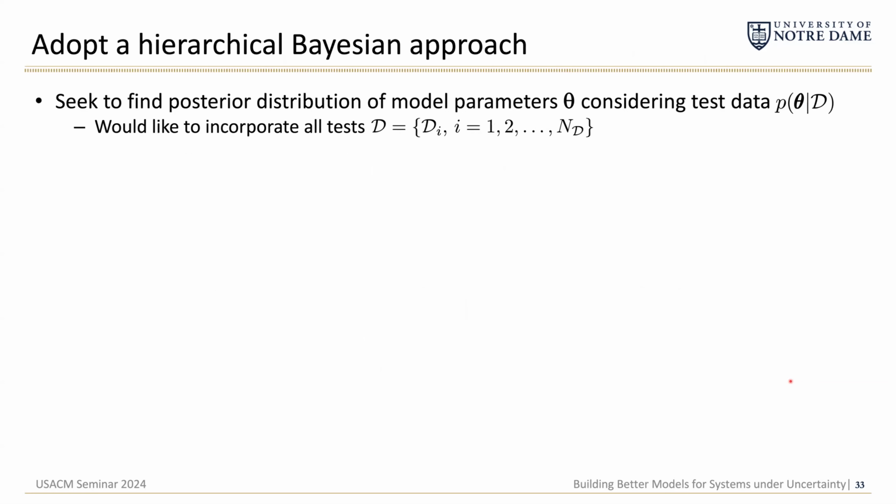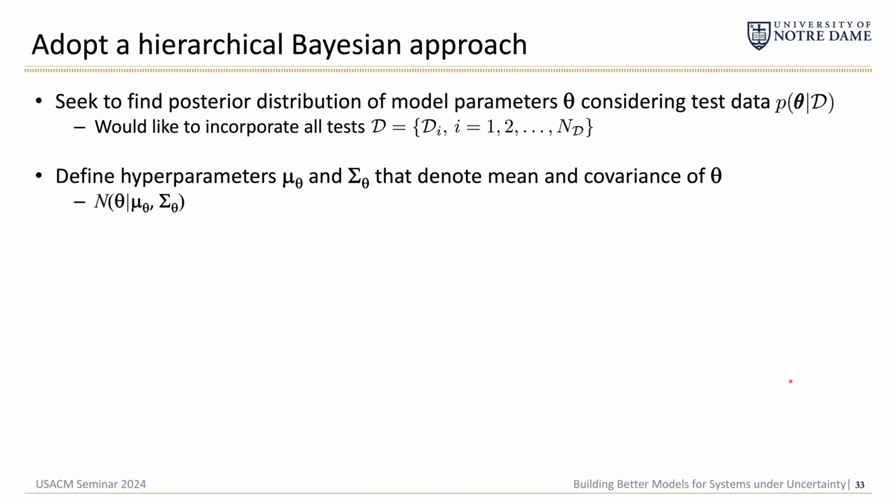And so if we adopt a hierarchical approach, what we're trying to do is find a posterior distribution of our model parameters, considering the test data from multiple tests. And I want to make sure to clarify here that we are now trying to find a posterior distribution for these parameters. We are no longer engaging in a model selection activity; again, we're just looking for our posterior distribution.